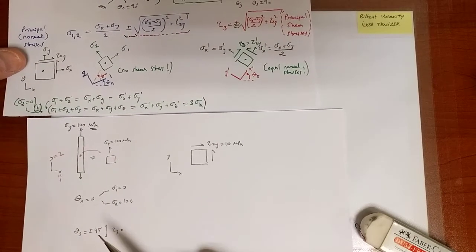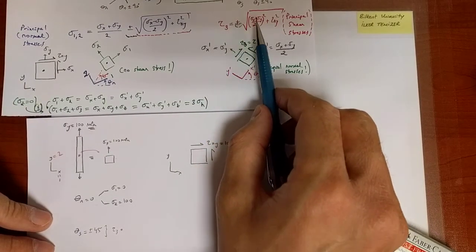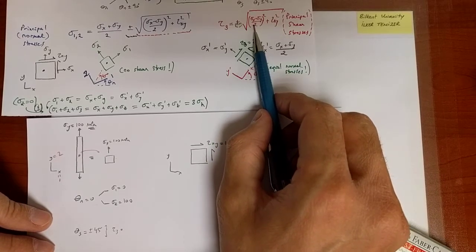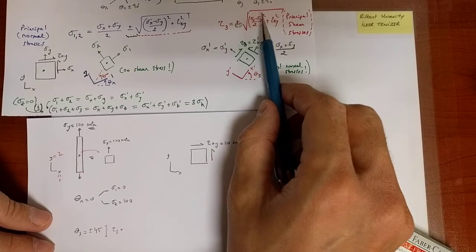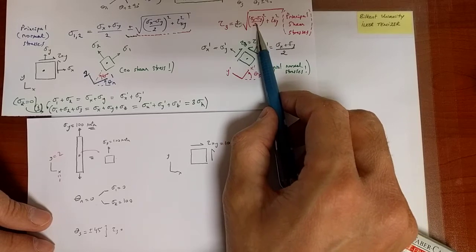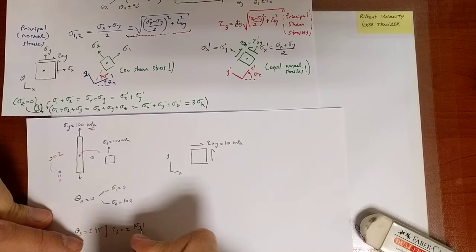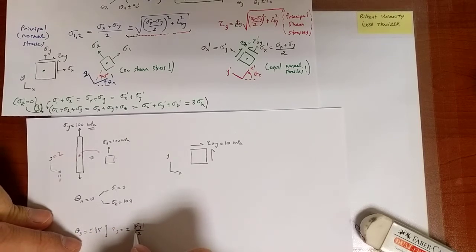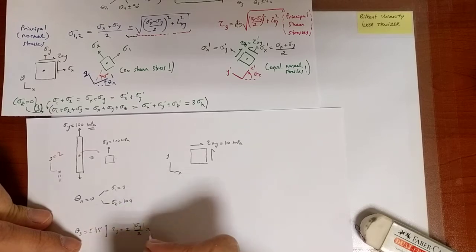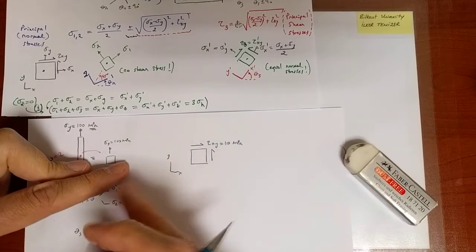So if I now try to calculate the value of tau 3, it's going to be the square root of sigma x, which is 0, minus sigma y over 2, squared. Tau xy is already 0, so it's going to be plus minus the absolute value of sigma y over 2. Whether plus or minus doesn't really matter because there's already a plus and minus here, but I'll keep that absolute value sign, and in this case it is equal to 50 MPa. So it is equal to plus minus 50.